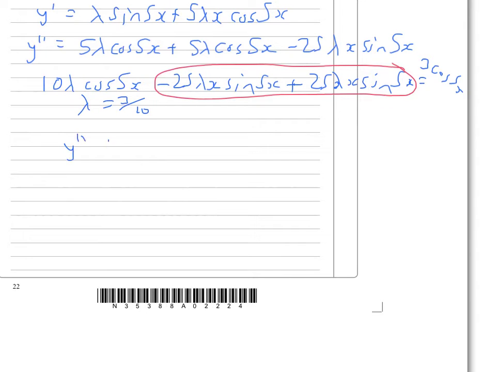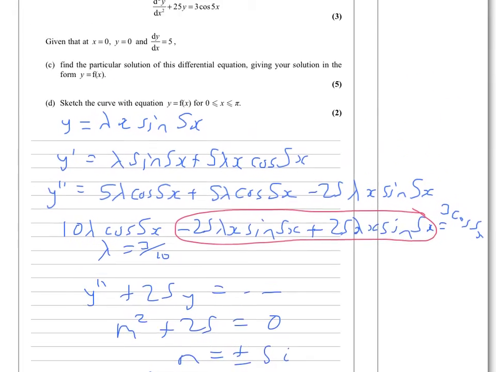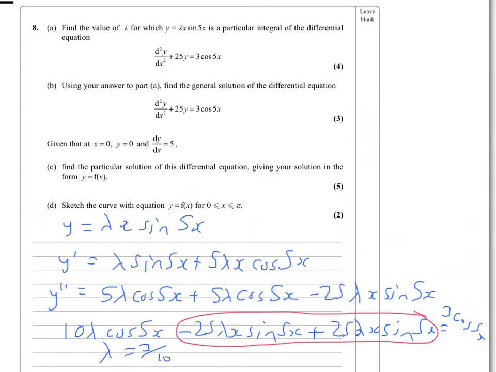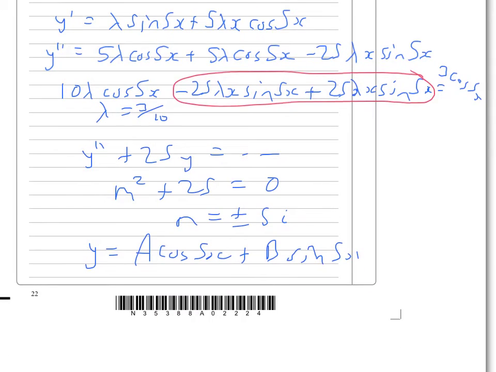Now we look for a complementary function, y double prime plus 25y equals 0, which gives us the auxiliary equation. So m equals plus or minus 5i, purely imaginary, so that gives the solutions y equals a cosine 5x plus b sine 5x, and that's the complementary function. We know that a particular integral is 3/10 x sine 5x.